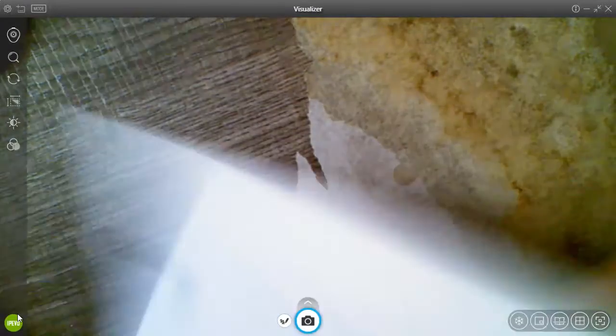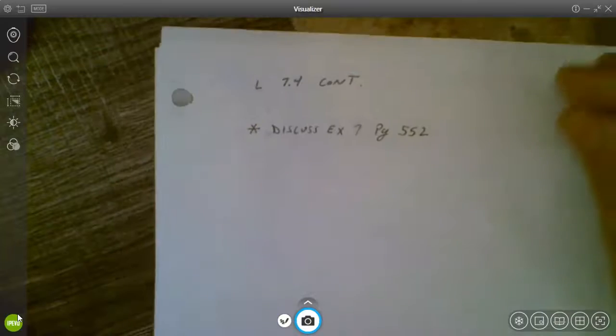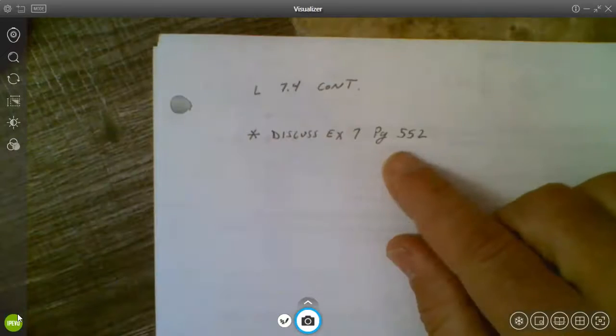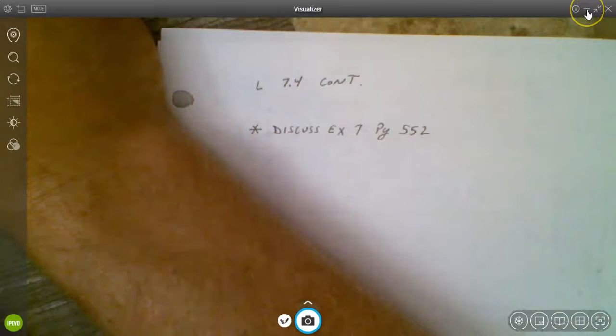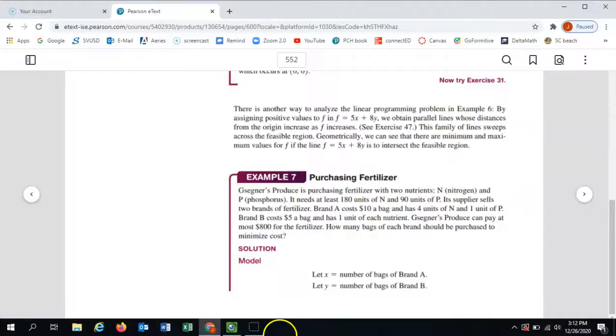So let me show you one last example out of your book along those lines. Pretty much the same deal that we were just looking at. This will be on page 552. I just wanted to show you how this came up within a word problem so we can interpret a little bit of what's going on here. So they're talking about purchasing fertilizer with 2 nutrients. So we got the nitrogen and phosphorus. There's our two items within our bags of fertilizer here.